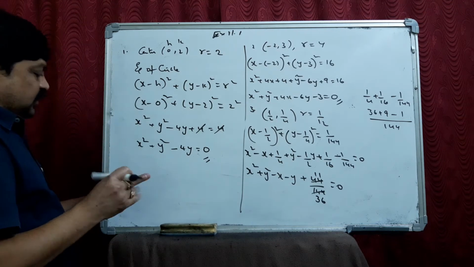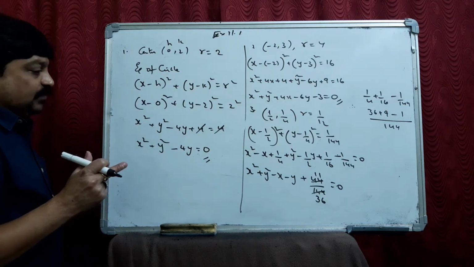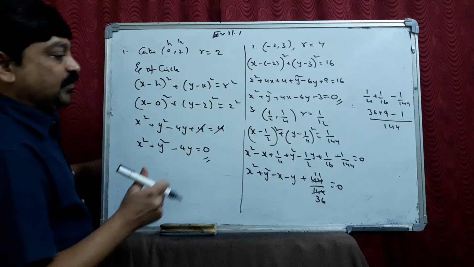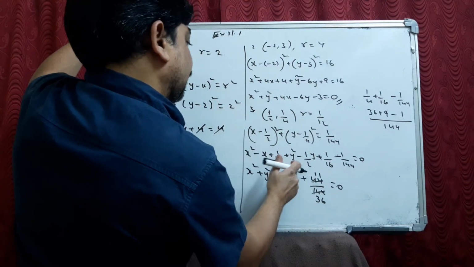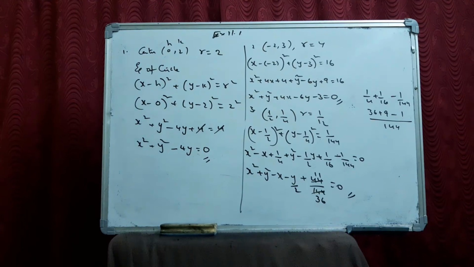Yeah, 36x square plus 36y square minus 36x minus 18y plus 11. It should be 18y, exactly. Yeah, this is y by 2. That's it, it got missed. Alright.